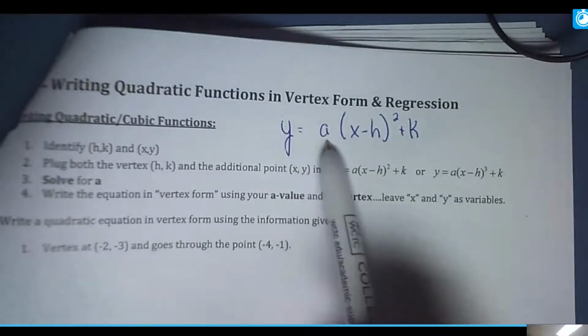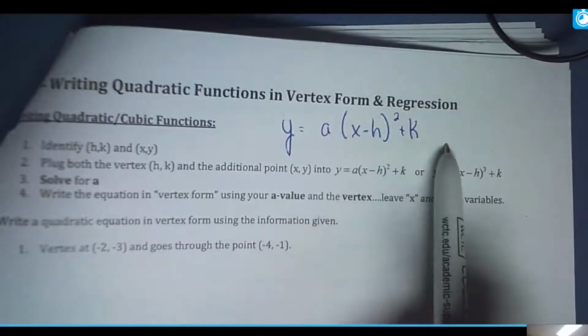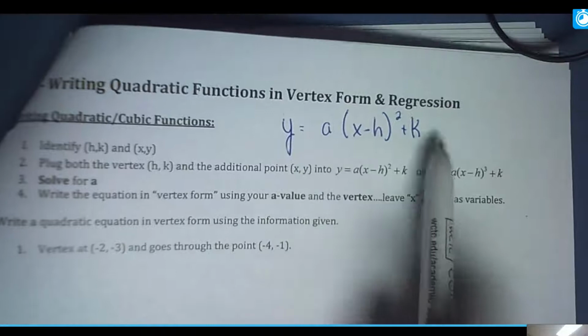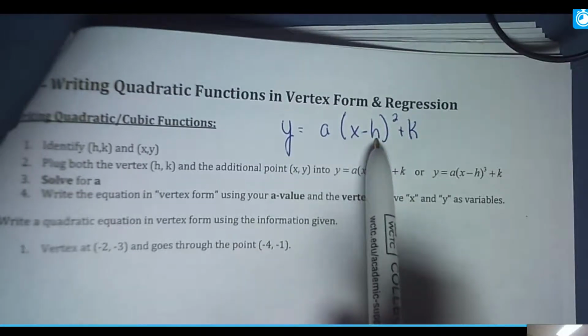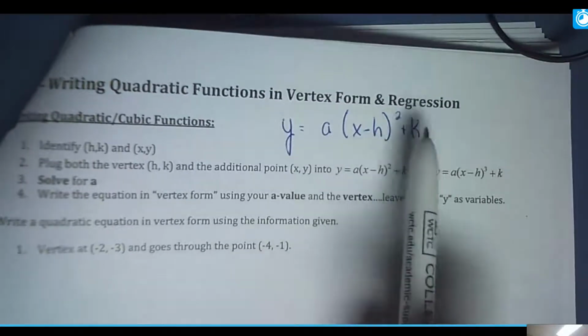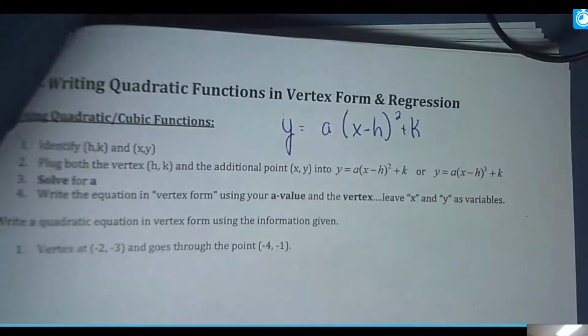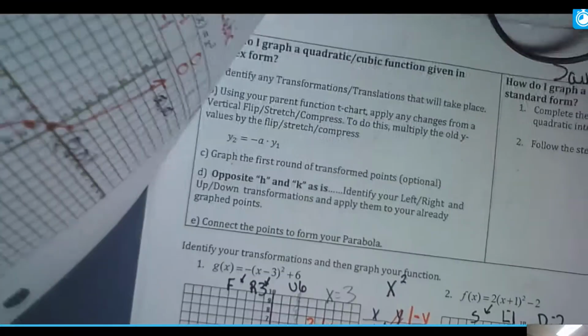This is just a reminder of what vertex form looks like. Okay, and it's called vertex because when you look at it, you can see the vertex. You take the opposite of h and k as it is. And when we're done writing these equations, they're going to look like they did when we were graphing equations.